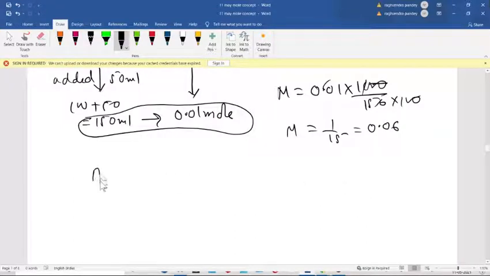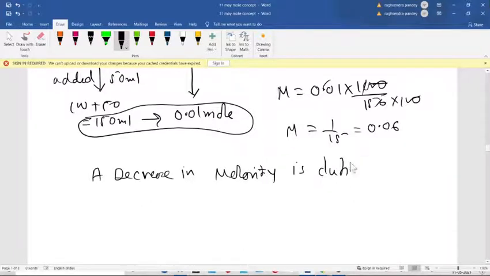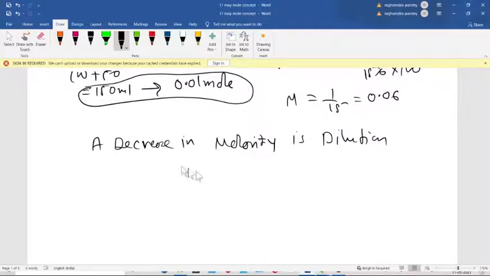A decrease in molarity is dilution. Okay, have you understood this one? A decrease in molarity, that's my handwriting, increases the volume and decreases the concentration. It is dilution. Then there is a formula for the same.